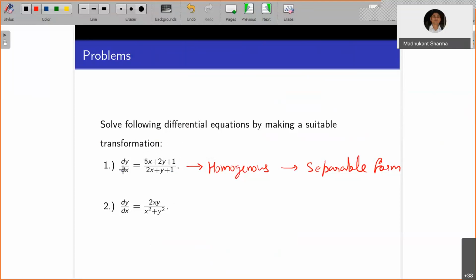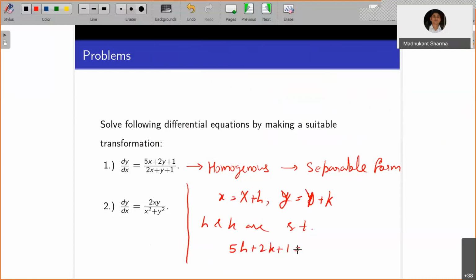Here I am going to give you the system. Replace x by X plus h, and y by Y plus k, such that h and k satisfy these equations: 5h plus 2k plus 1 equals 0 and 2h plus k plus 1 equals 0. See how I obtained these two equations: by replacing x by h and y by k in the numerator and putting that equal to 0, and similarly for the denominator.